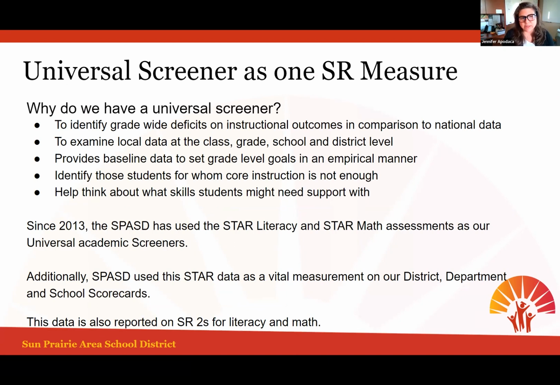And since the 2013 school year, the Sun Prairie Area School District has used STAR literacy and STAR math assessments as our universal academic screeners. Additionally, we've used this data as a vital measurement on our district, department, and school scorecards. This data is also reported on SR2s for literacy and for numeracy.